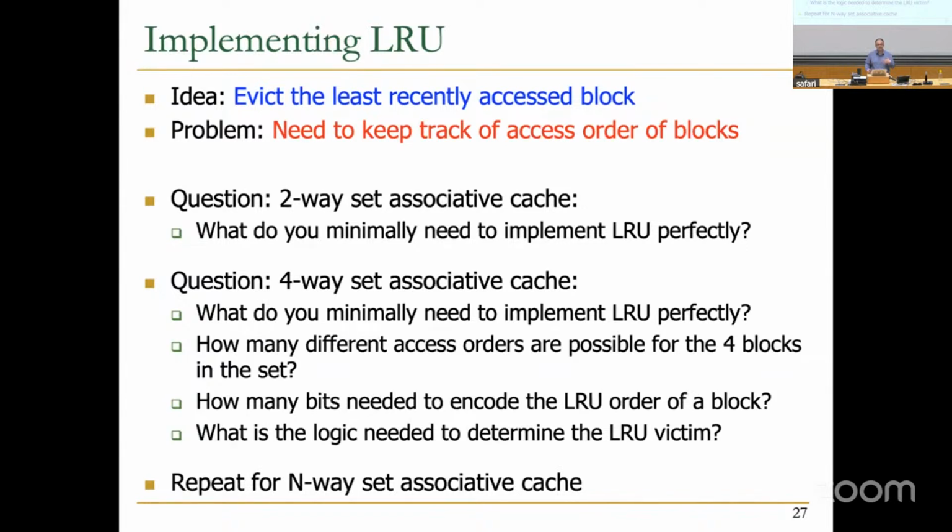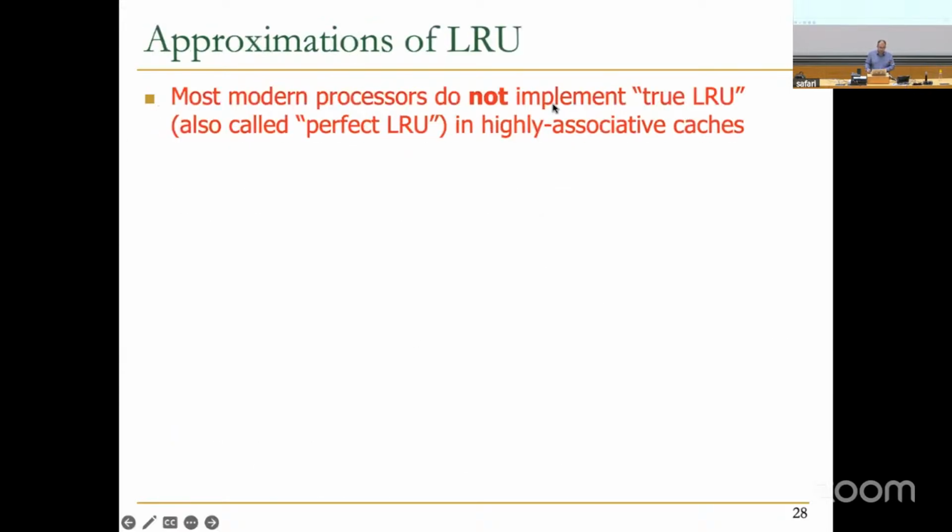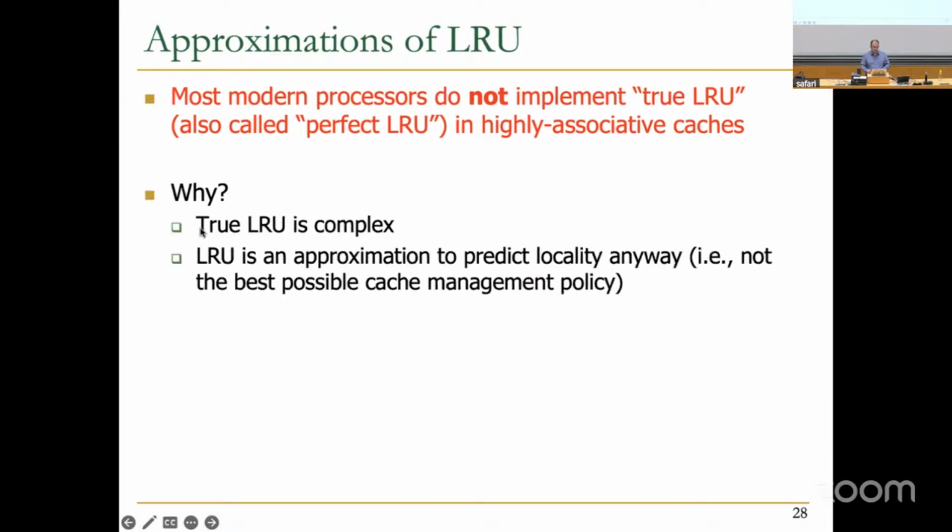For example, when you have an 8-way set associative cache and you want to implement LRU, it is not easy. So people in industry and also research work a lot to approximate LRU. Most modern processors do not implement true LRU, also called perfect LRU, in highly associative caches. There are two reasons for it. The first one is that true LRU is complex, as we already discussed. And the second one is that LRU is an approximation to predict locality anyway. No one said that LRU is the perfect way of doing cache replacement.